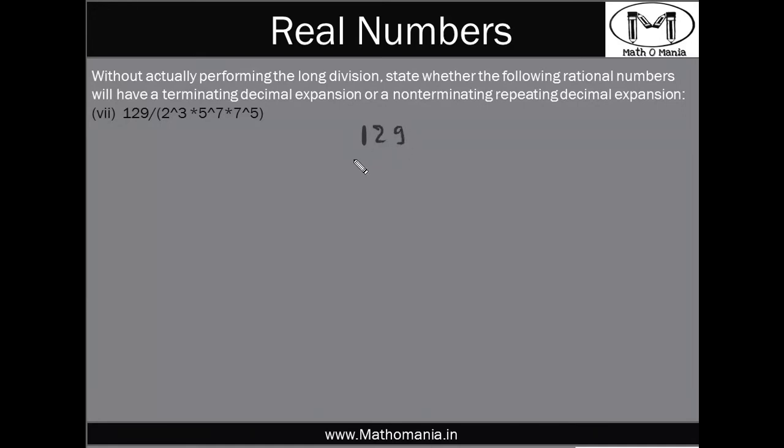Next part, 129 upon 2 raised to power 3 into 5 raised to power 7 into 7 raised to power 5, right? Now first of all we'll check whether this number is in simplest form or not. So we can see that 129 is a prime number. We don't have any common factor over here, right? And in the denominator part we have 7, right? So apart from 2 and 5 we have 7 also. So this will be a non-terminating fraction.